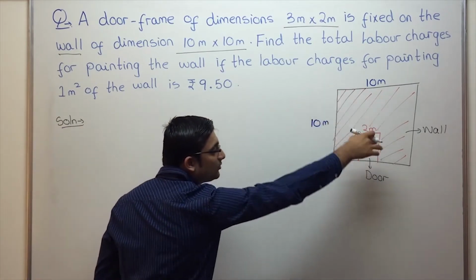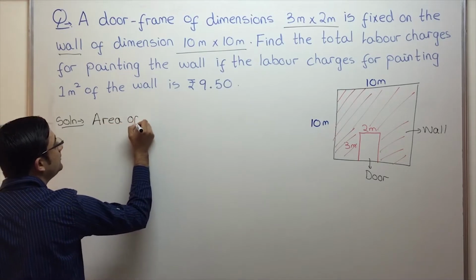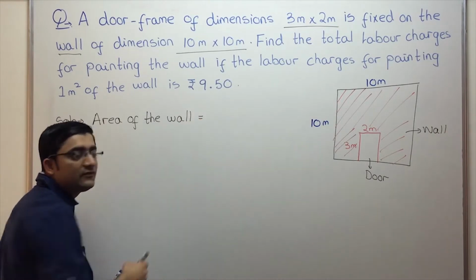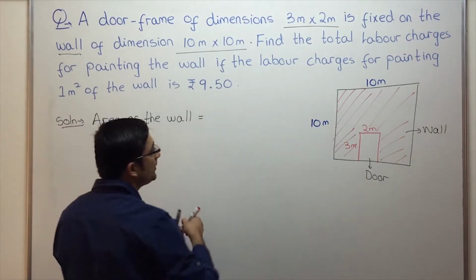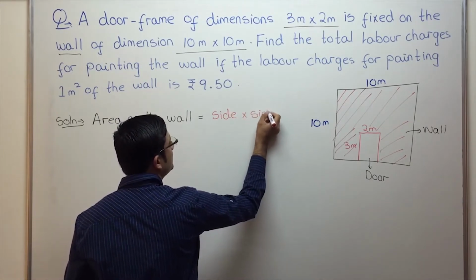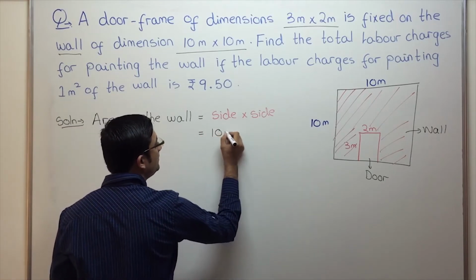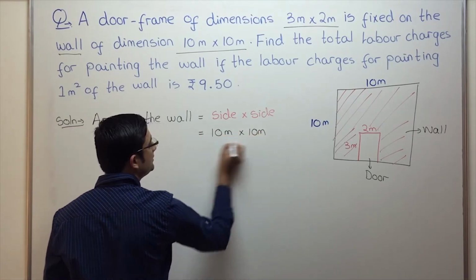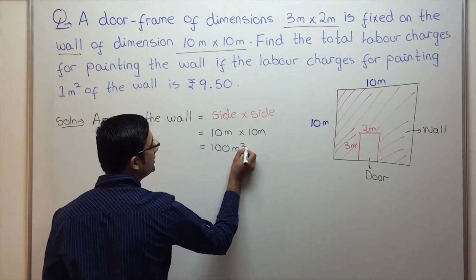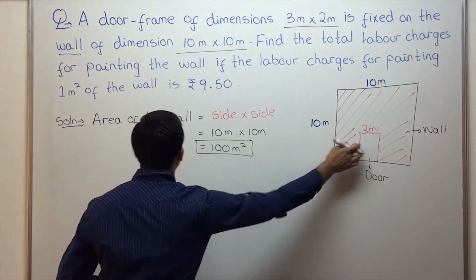So let's just find the area of the outer figure, that is the area of the wall. So first step is area of the wall. See, the wall is in the shape of a square. So what is the formula for area of a square? It is side multiplied by side. So plug in the values. What is the side? It is 10 meters. So 10 meters multiplied by 10 meters, 10 multiplied by 10, 100. Meter into meter, square meter. So what is the area of the wall? 100 square meters.